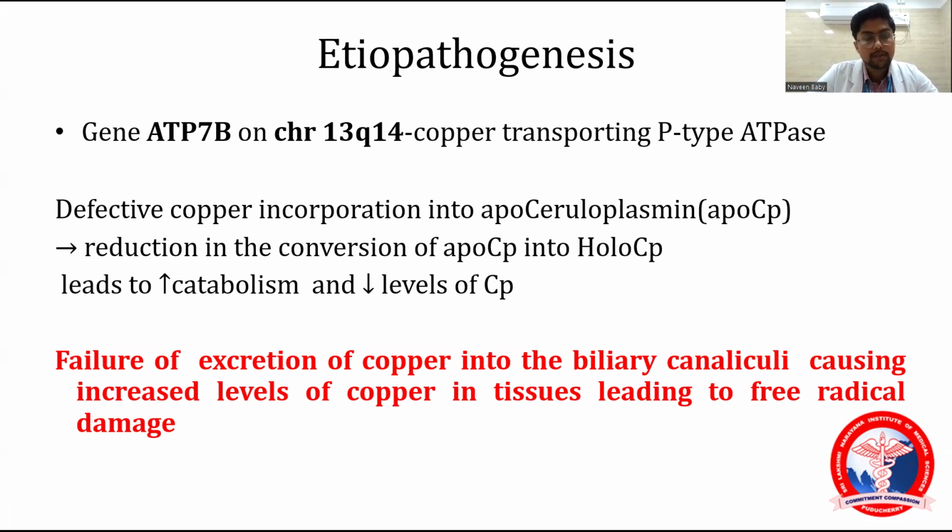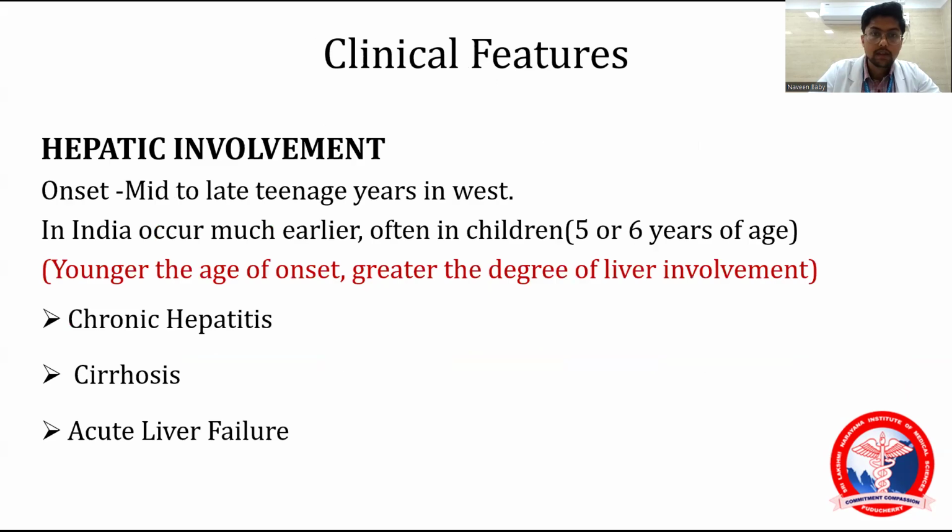What is happening? There is defective copper incorporation into the apoceruloplasmin and a reduction of the conversion of apoceruloplasmin into ceruloplasmin. So this means that there are decreased levels of ceruloplasmin, and the failure of copper excretion into the biliary canaliculi will result in increased levels of copper. And as we know, when this metal ion is increased, it will produce free radical damage to the tissues in the liver as well as in the brain. A lot of other tissues also, that we'll discuss later.